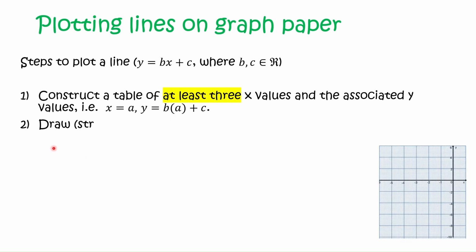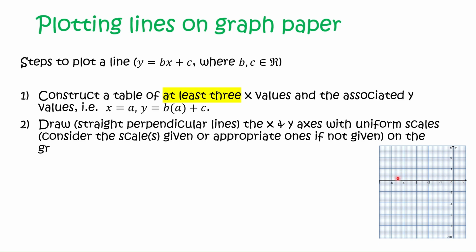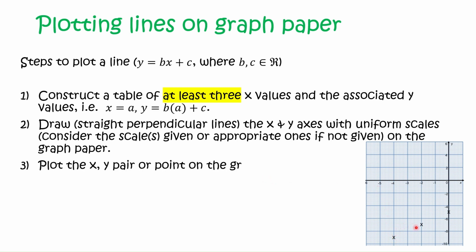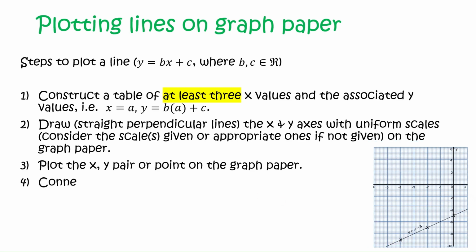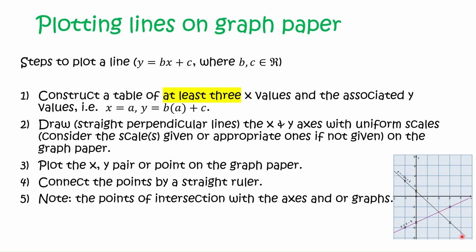Step number 2, draw straight perpendicular lines, the x and the y-axis, with uniform scales. Consider the scales given, or appropriate ones if not given, on the graph paper. Then of course, number 3, plot the xy pair or point on the graph paper. Step number 4, connect the points by a straight ruler. And lastly, note the points of intersection with the x-axis. So with this, we are going to start.